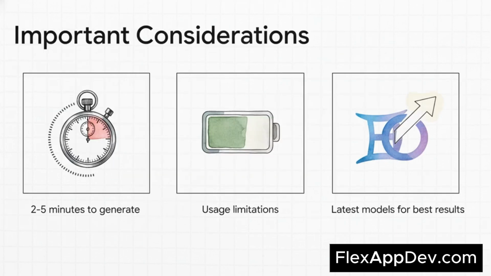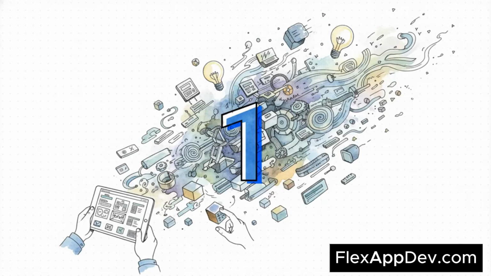Now, just a couple things to keep in mind. If you're building something really complex, it might take a couple of minutes to generate, so just be a little patient with it. Also, the free version does have some limits if you're going wild and building stuff all day. Oh, and for the best possible results, you're going to want to make sure you're using the latest Gemini models like 2.5 or 3.0.